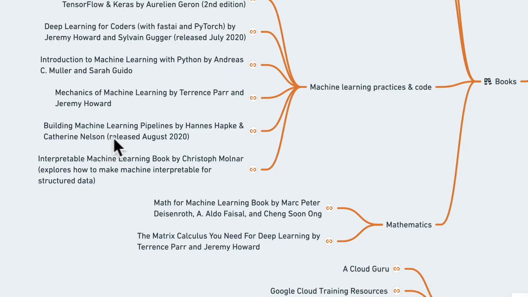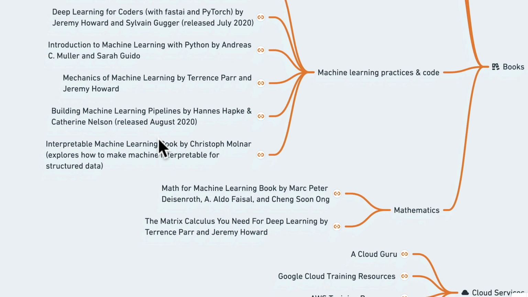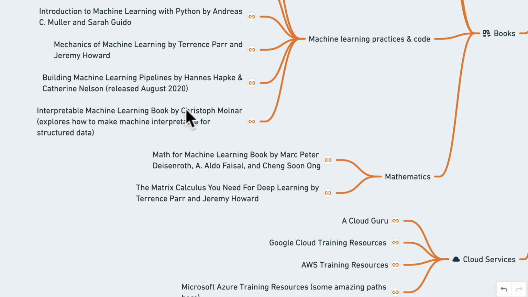Come on, Daniel. Building Machine Learning Pipelines. This is more of a full stack machine learning book. That's actually coming out later this year too, so stay tuned for that. Interpretable Machine Learning. So that's explaining why your machine learning model is making the decisions that it's making.